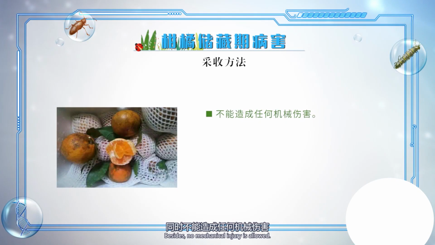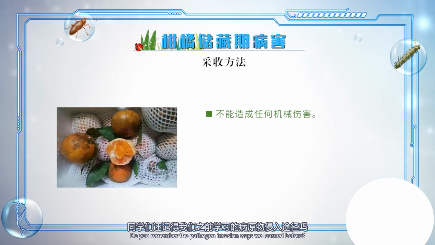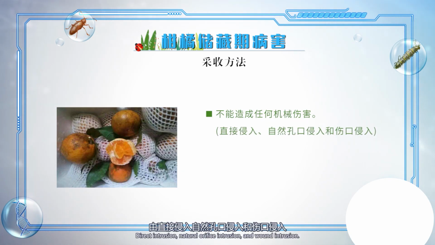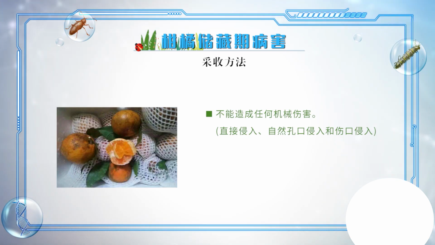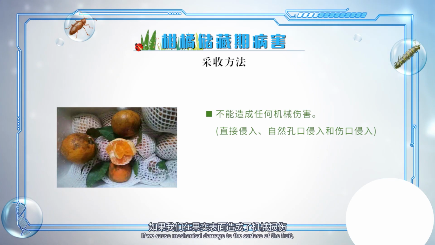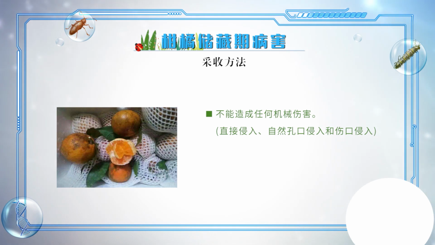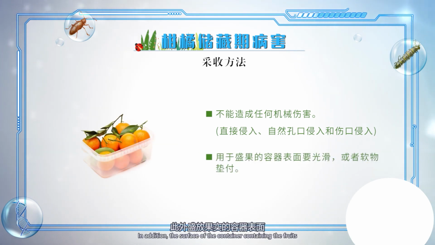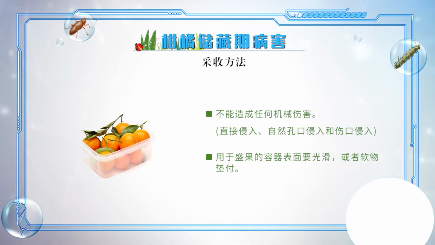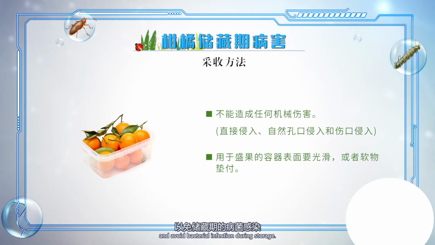Besides, no mechanical injury is allowed. Do you remember the pathogen invasion ways we learned before? Direct intrusion, natural orifice intrusion, and wound intrusion. If we cause mechanical damage to the surface of the fruit, this obviously provides a way for pathogens intrusion. Therefore, the fruits used for storage should not have any mechanical damage. In addition, the surface of the container containing the fruits should also be kept smooth or lined with absorbent paper and other soft objects to minimize mechanical damage and avoid bacterial infection during storage.